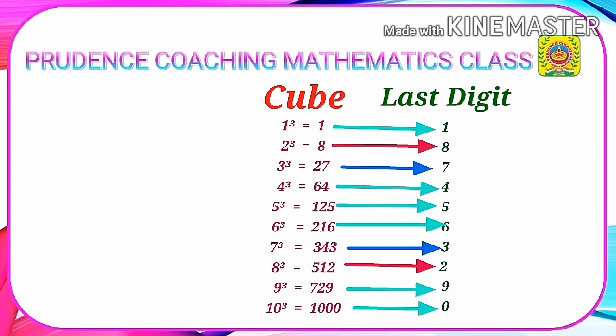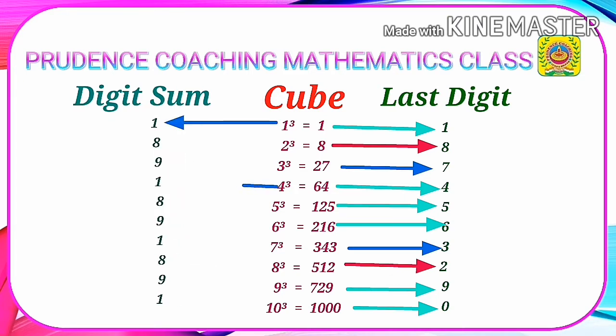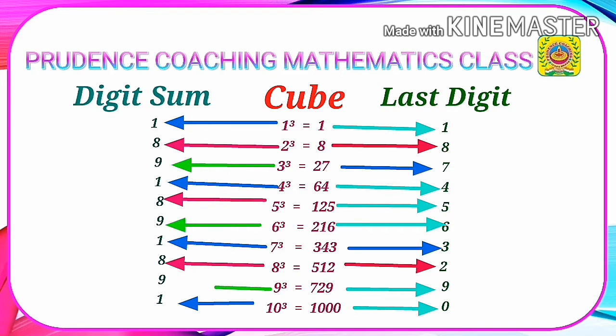And for your kind information, I am going to give you some more information, that is the digit sum of these cube numbers is always 1, 8 or 9. Means if we find out the digit sum of any cube number, we will get 1, 8 or 9. This is for sure, which will help you in your higher studies.